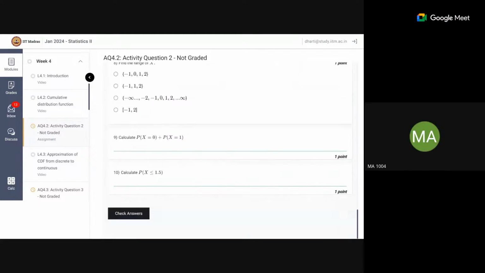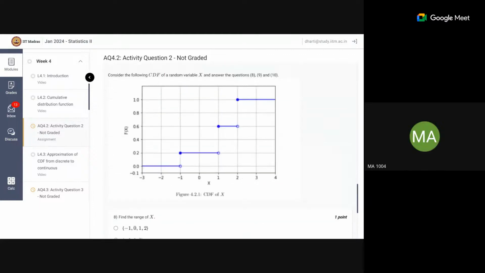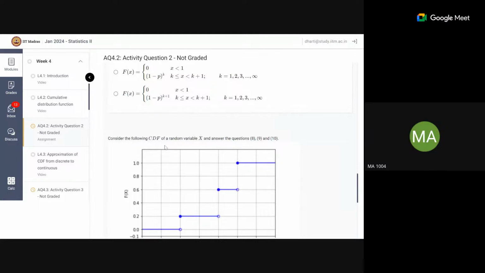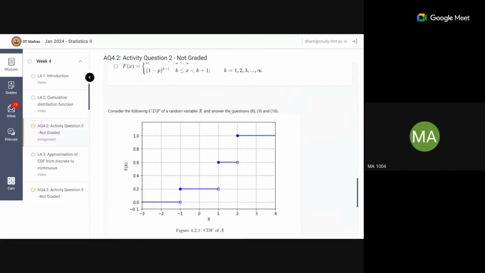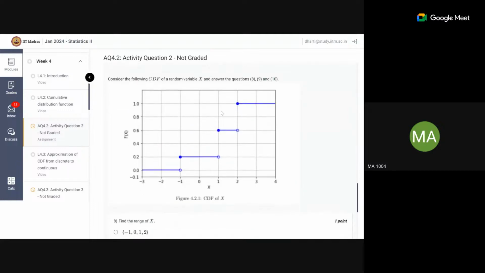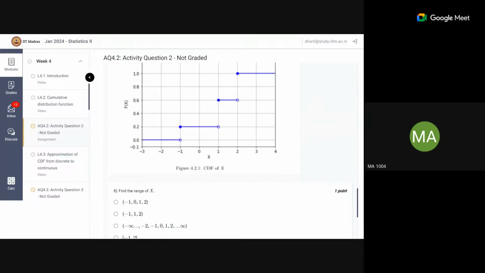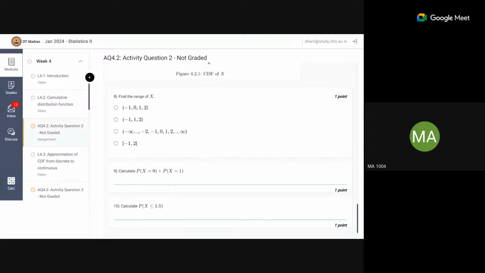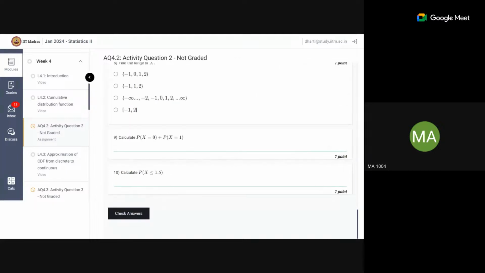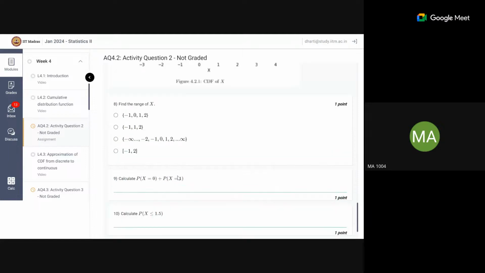Where is the main question there? Consider the following CDF of a random variable x and answer. So this is the CDF of some random variable x. From this graph, can anyone say which kind of random variable it is? Discrete, right? And one more thing I missed, that there are some random variables which are neither discrete nor continuous. I will take that example. For this particular question, we have to calculate probability x less or equal to 1.5.